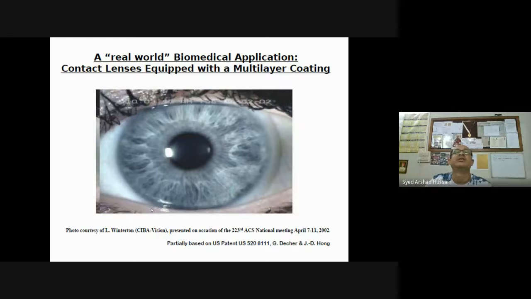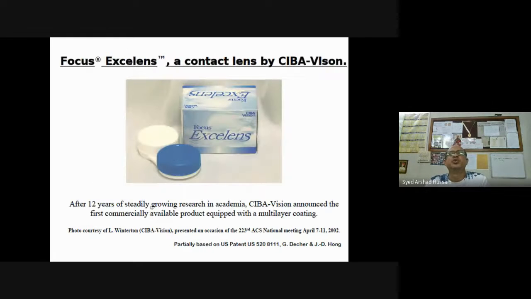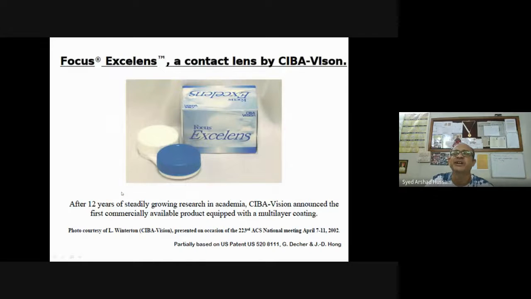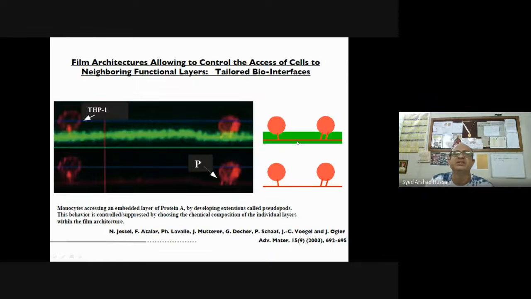This technique has been used to design contact lenses. This company, Excellence, designed contact lenses using the LBL technique, and they marketed it long back, you see, in 2002. So this is a real commercial application. Then you see tailored bio interfaces. You have your biomaterial surface, and based on your requirement, you can tailor specific material to specific target places.